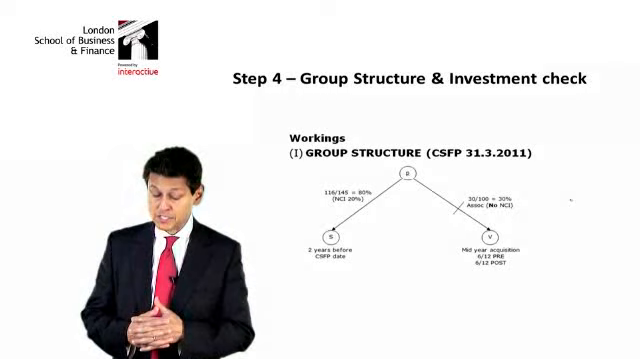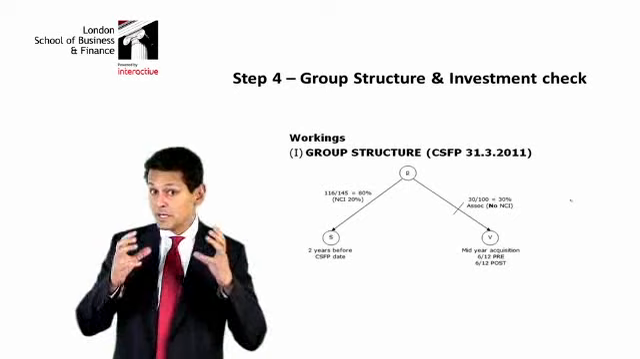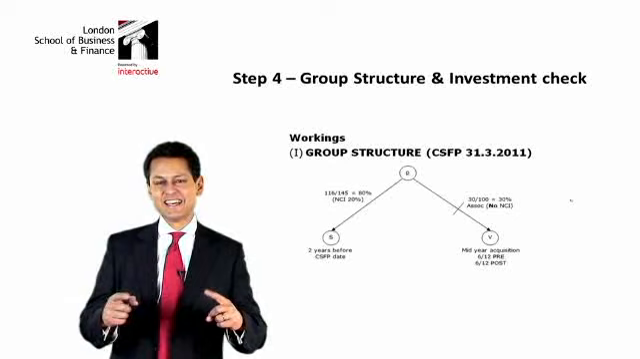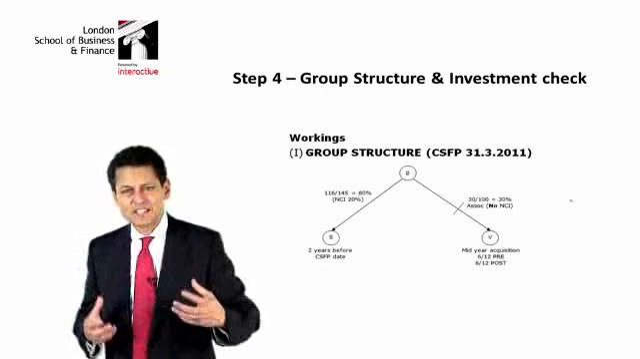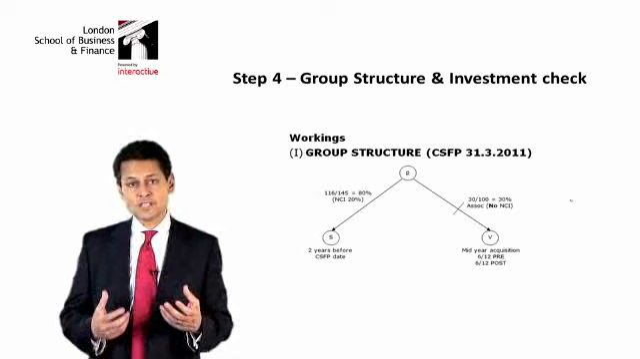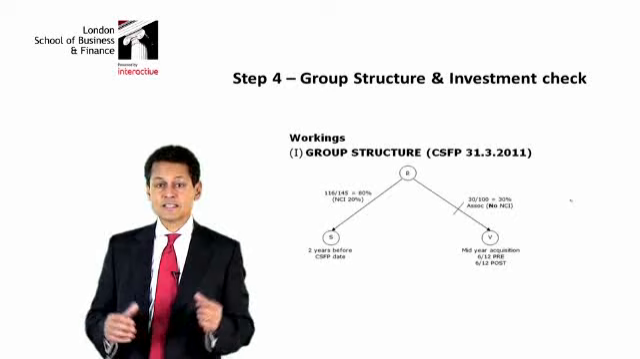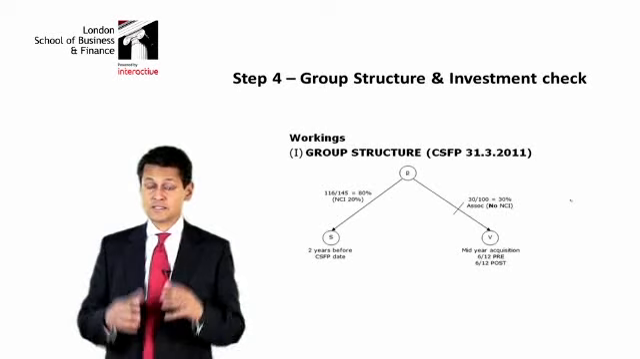As far as the associate is concerned, if you remember, it was 30%. And of course, whenever you're doing an associate, you must never, never, ever introduce an NCI. Because in a sense, if you have 30% of my company, you are the NCI. What you must never do is to claim that it is a bit like a subsidiary, and so you have 30% and therefore 70% is the NCI. The examiner is very keen that students don't do that, and you will be marked down if you do that. It's seen as a conceptual misunderstanding.